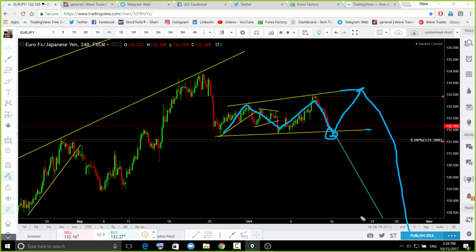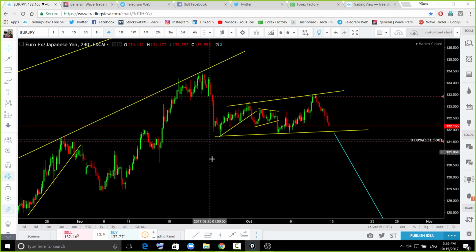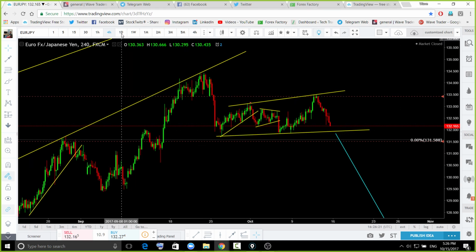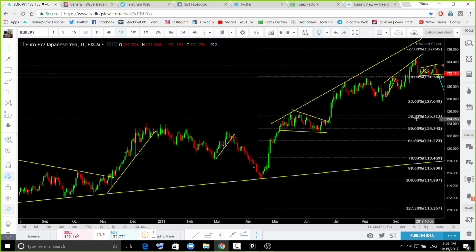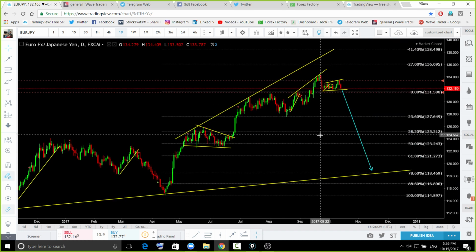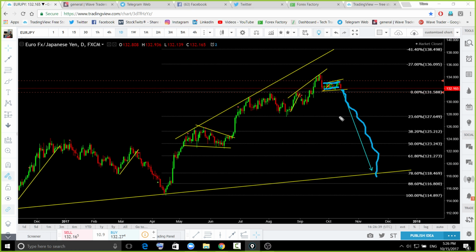All right, so understand the pattern, understand the structure, understand the areas where you need to get into the market. We are still looking for the big move to the downside. I think this is the start of that move. The bigger continuation formation is just forming over there, and I'm looking for this daily flag to break down.